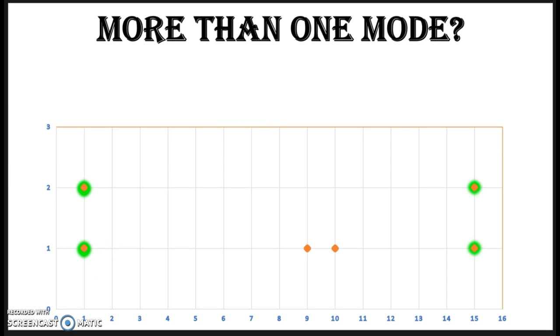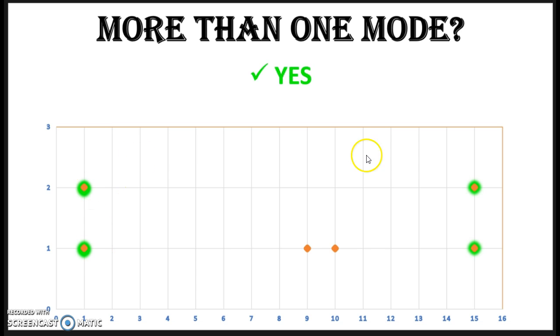Is it possible that a data set could have more than one mode? If you look here at the data set that you also just looked at in your Edpuzzle question, you will notice that the data points 1 and 15 are tied. Both of these have 2 for the frequency. So, can it be tied? There are no other data points that top this for frequency. It is possible, yes, to have more than one mode.